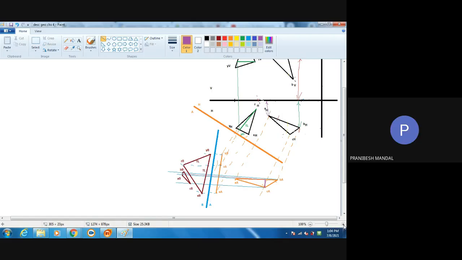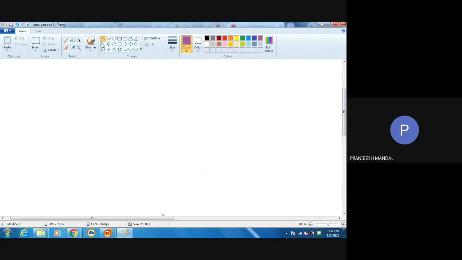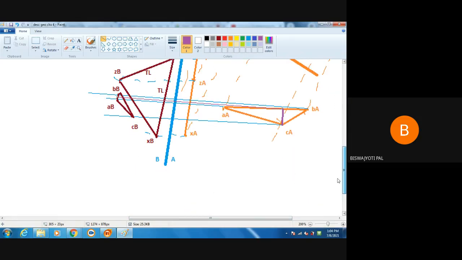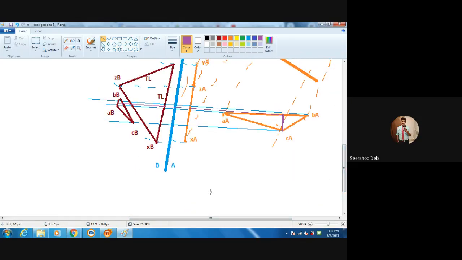I am zooming it, otherwise nobody can get it. Who is getting rain? It is raining here too. Here it is cloudy, it has not started yet. So is it okay? Yes, sir.